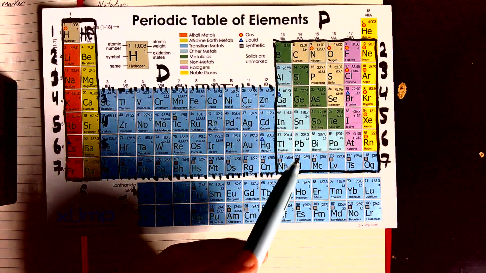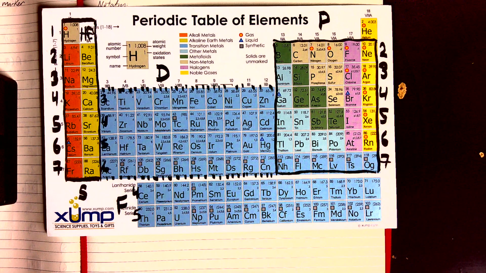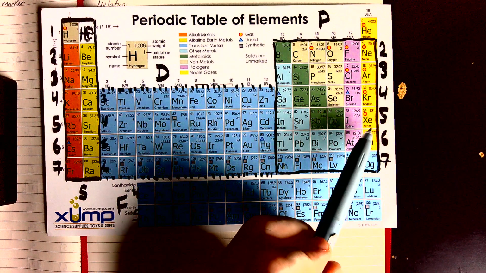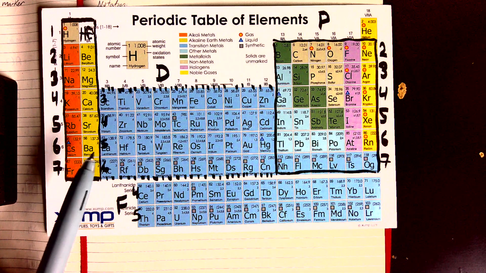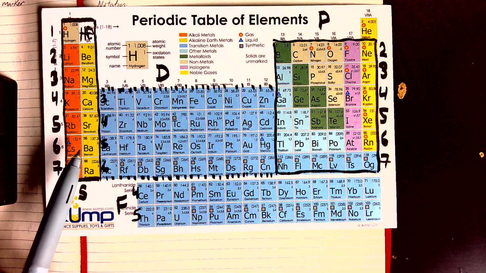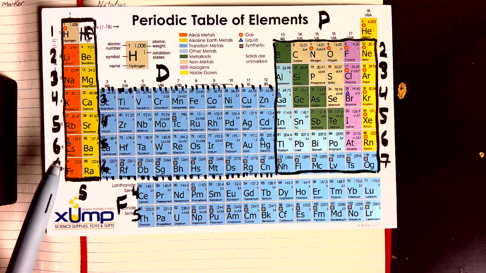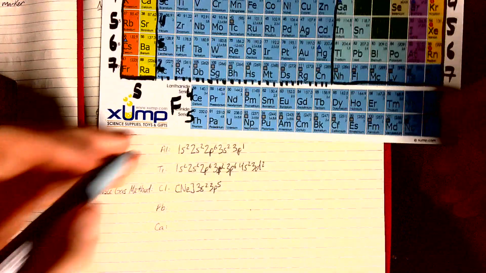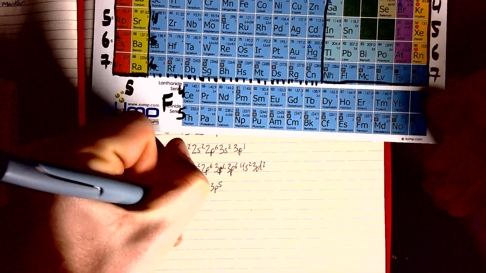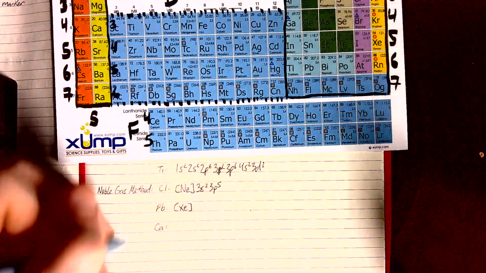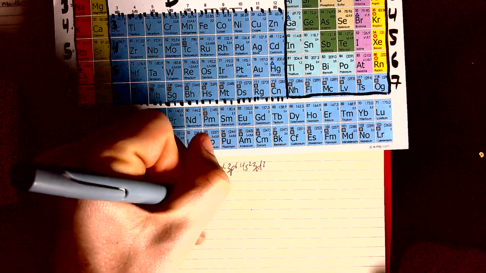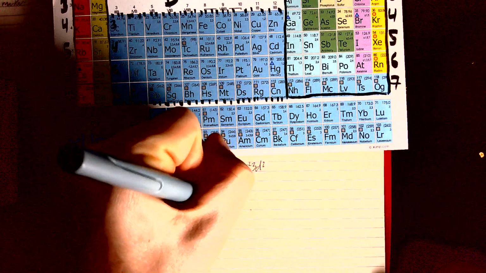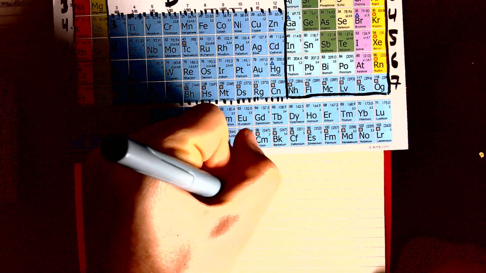Lead is down here. Why don't you try, pause the video and then unpause and find out if you're right. For lead, we're going to start at xenon and then work our way forward, but do not forget about F. Between 6s and 5d there is 4f. So xenon, and then 6s2, 4f14, 5d10, 6p2.